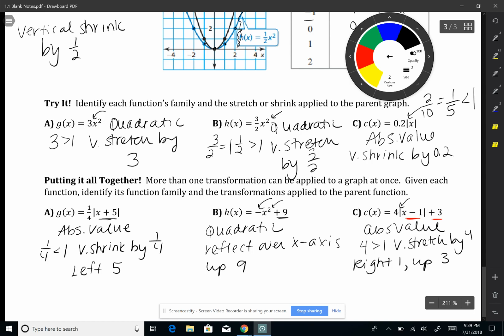Now, don't feel like you have to have all these memorized, but at least you have an idea how we can see translations, reflections, and stretches and shrinks, and we'll talk more about it in class tomorrow.